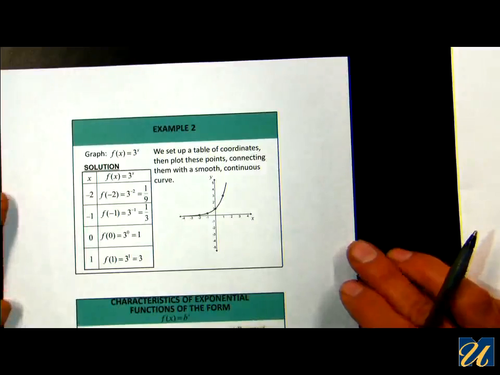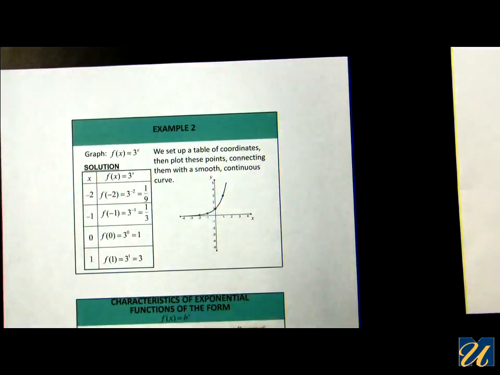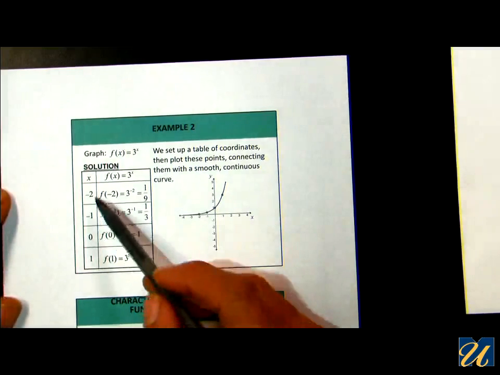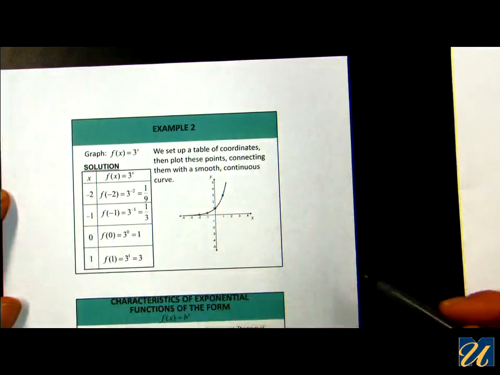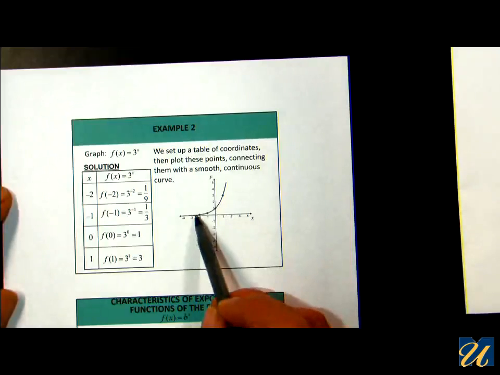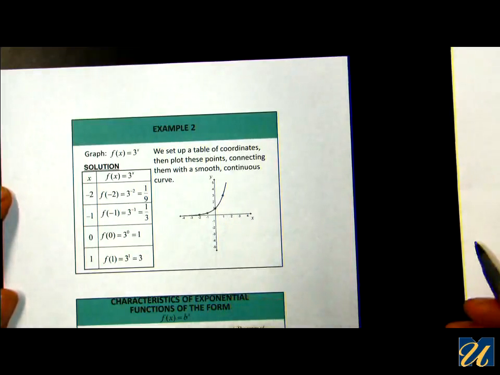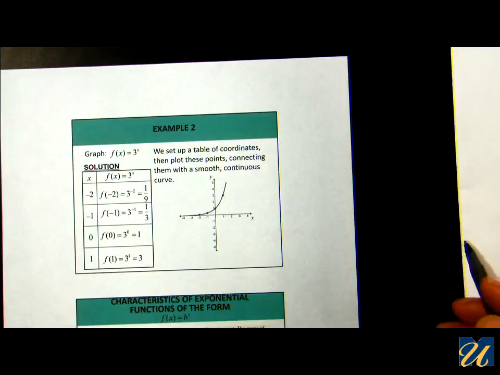Example 2. Graph the function y equals 3 to the power x. So we'll do this by evaluating the function at various values of x. Here we've chosen several negatives and 0 and several positive numbers. It's good to sample both the left side and the right side of the y-axis to get a sense of what the graph looks like in the bigger picture.